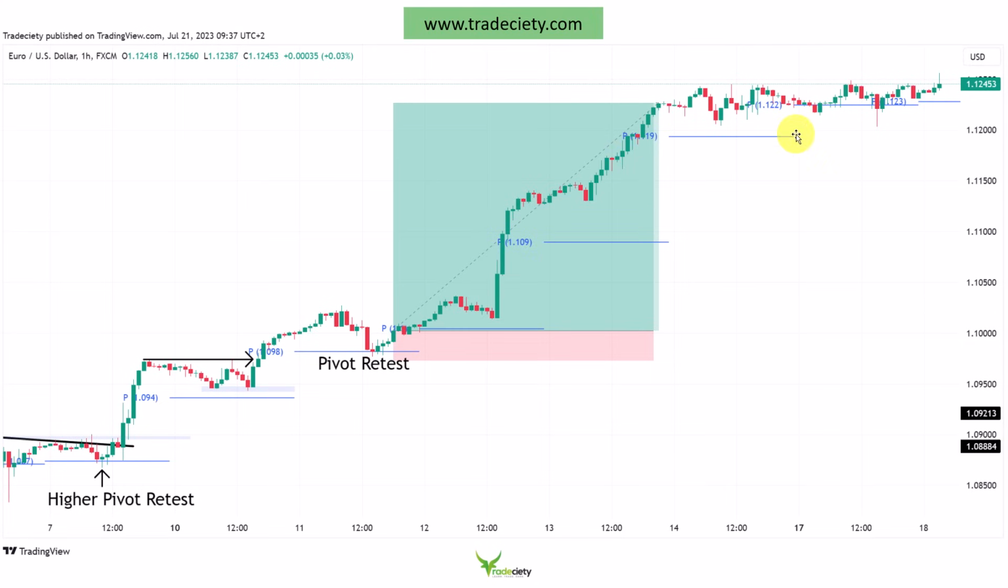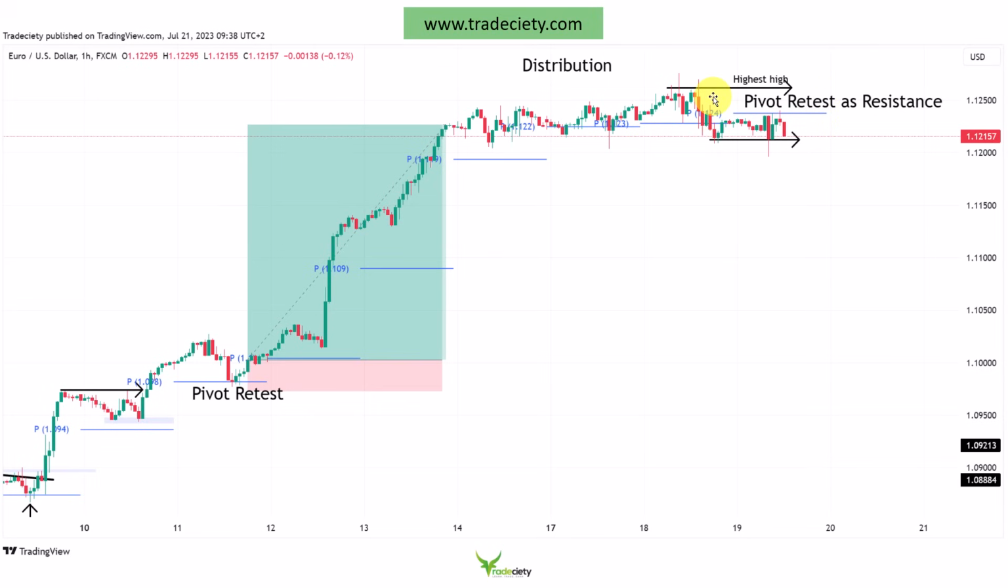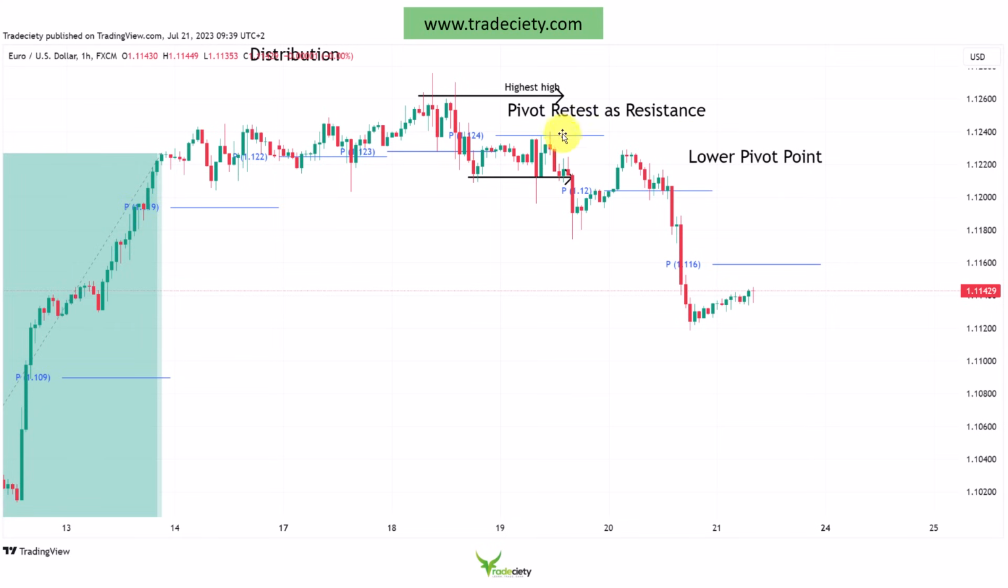Here the distance between the pivot point from here to here and then from here to here ultimately is becoming very, very small. That shows us clearly that the market is slowing down. It's a confirmation that the uptrend is likely to be over. Now the price rolls over, and the market is not only trading below the pivot point, but it's retesting the pivot point from underneath as resistance. That's an important signal that the bears are now gaining control. The pivot points now fully roll over, we have lower pivot points, and the market is in a downtrend.